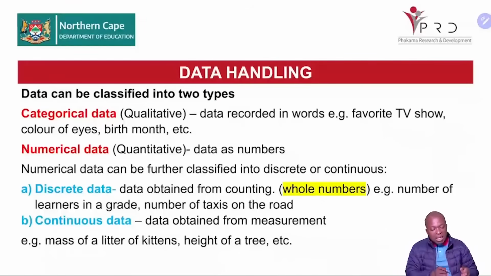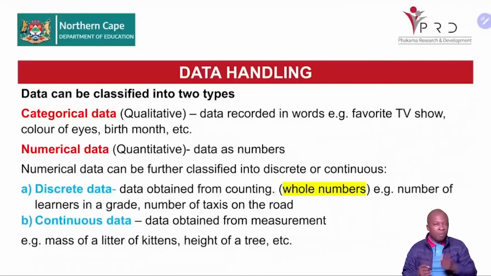Then your data must be classified into whether it's categorical or numerical. If your data is categorical, it means you can put them in groups, categories like blue cars, red cars. Those are categorical, or boys and girls. If it is numerical, it means your data deals with numbers, like how many of you are watching this video now, or how many learners are in your class.